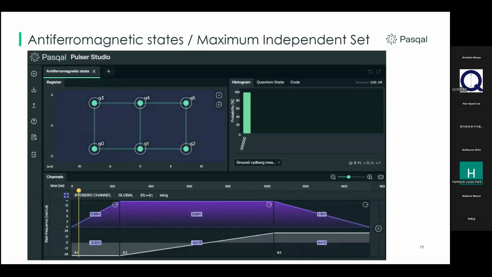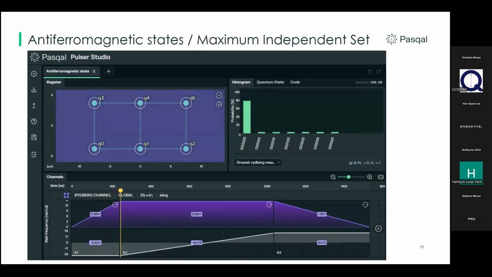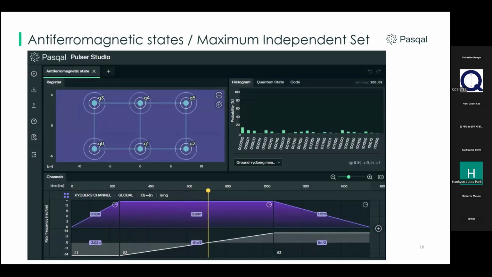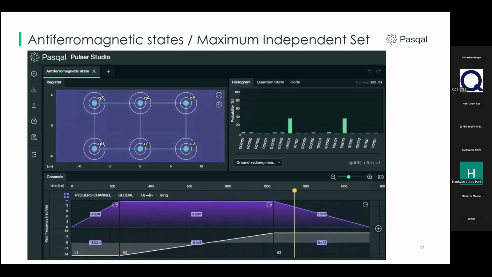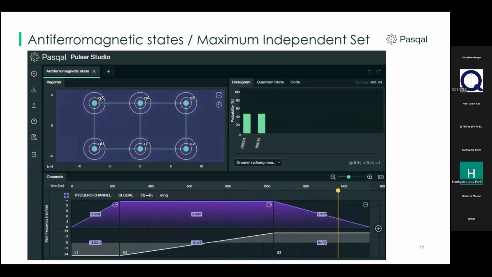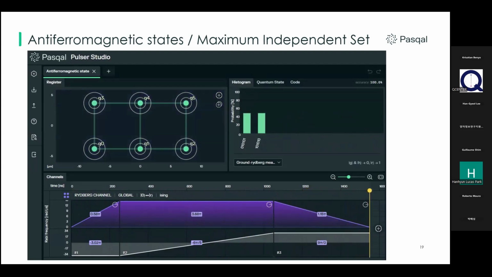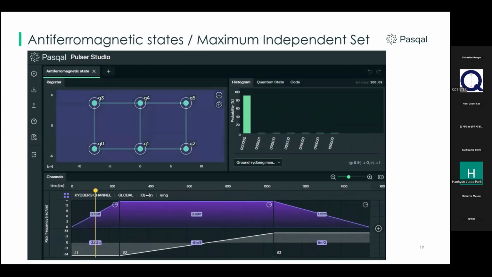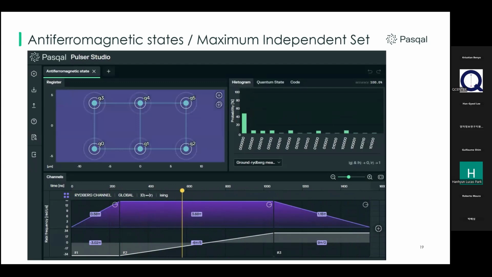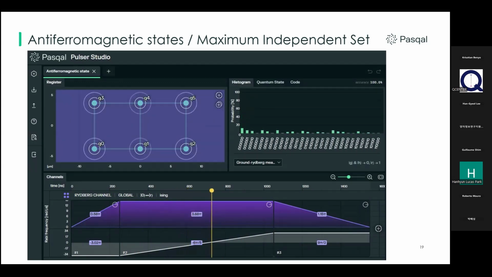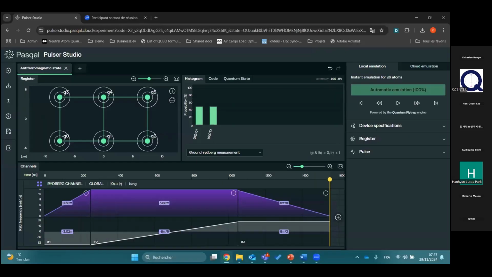So with that said, I wanted to revisit a little bit what we have seen on Wednesday from Pulsar Studio, when we started looking at how you would go about implementing a neutral atom system. So let's look once again at the antiferromagnetic state experiment, one of the examples present in the Pulsar Studio environment. For that, I've already loaded up the system for your convenience.